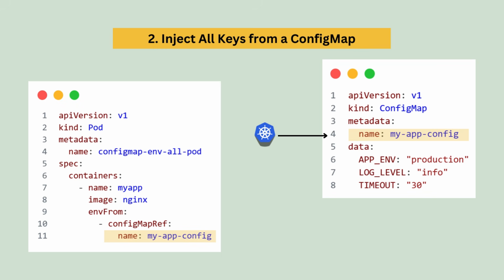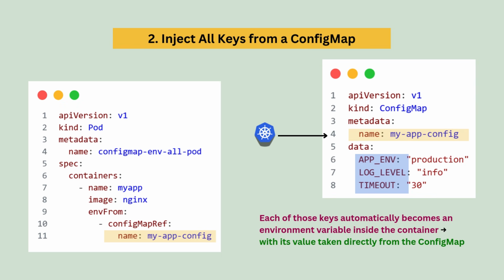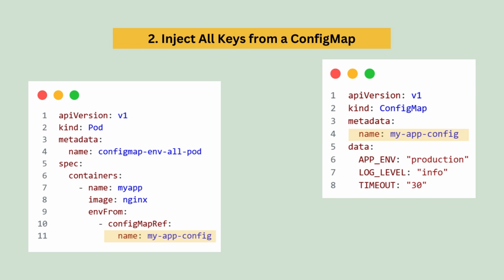So here's how it works. Kubernetes looks for a config map named myappconfig. It reads every key inside that config map. Each of those keys automatically becomes an environment variable inside the container, with its value taken directly from the config map. That means this pod is also using another file, the config map YAML. So here the name myappconfig is the config map that is being referenced.